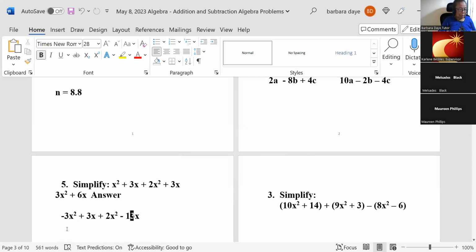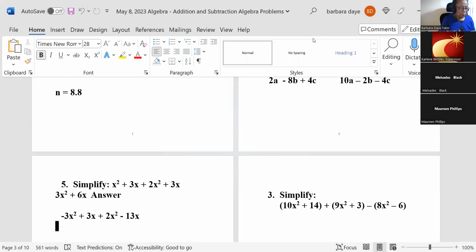Now, what is the answer, Mercedes? I changed the other one and put some negative signs. Make sure you still know your sign rules. So what would be the answer for that one?